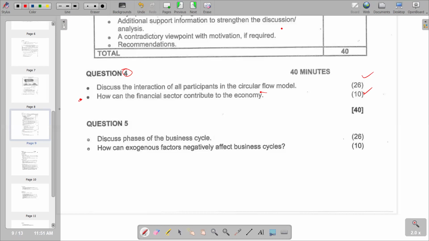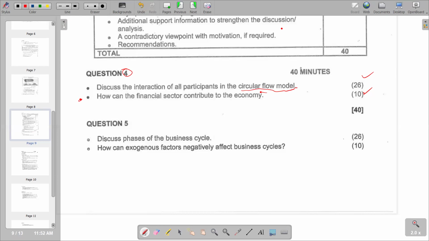In terms of our introduction, you can come up with it by defining any term or terms that we have in the question. You go to the question and you'll see that we've got the term circular flow model. This is the term that you can define in your introduction. In this video, we are only going to look at the main body.